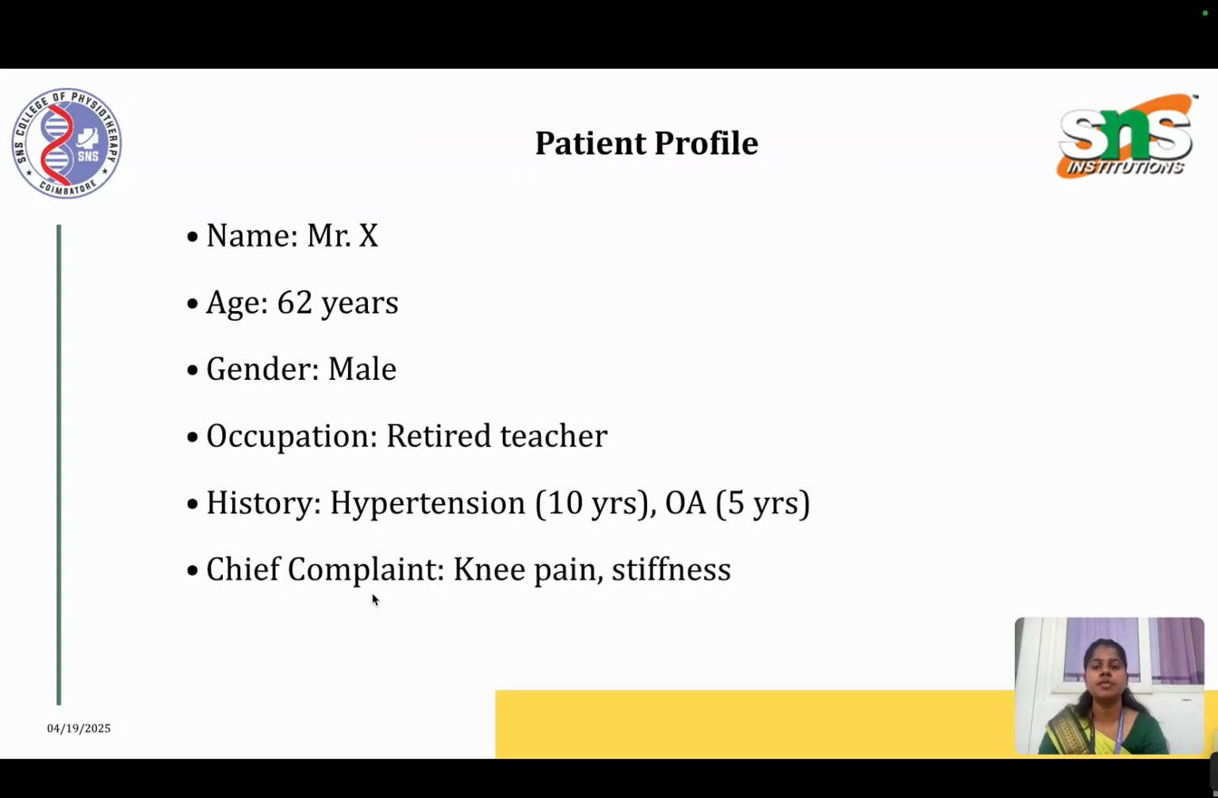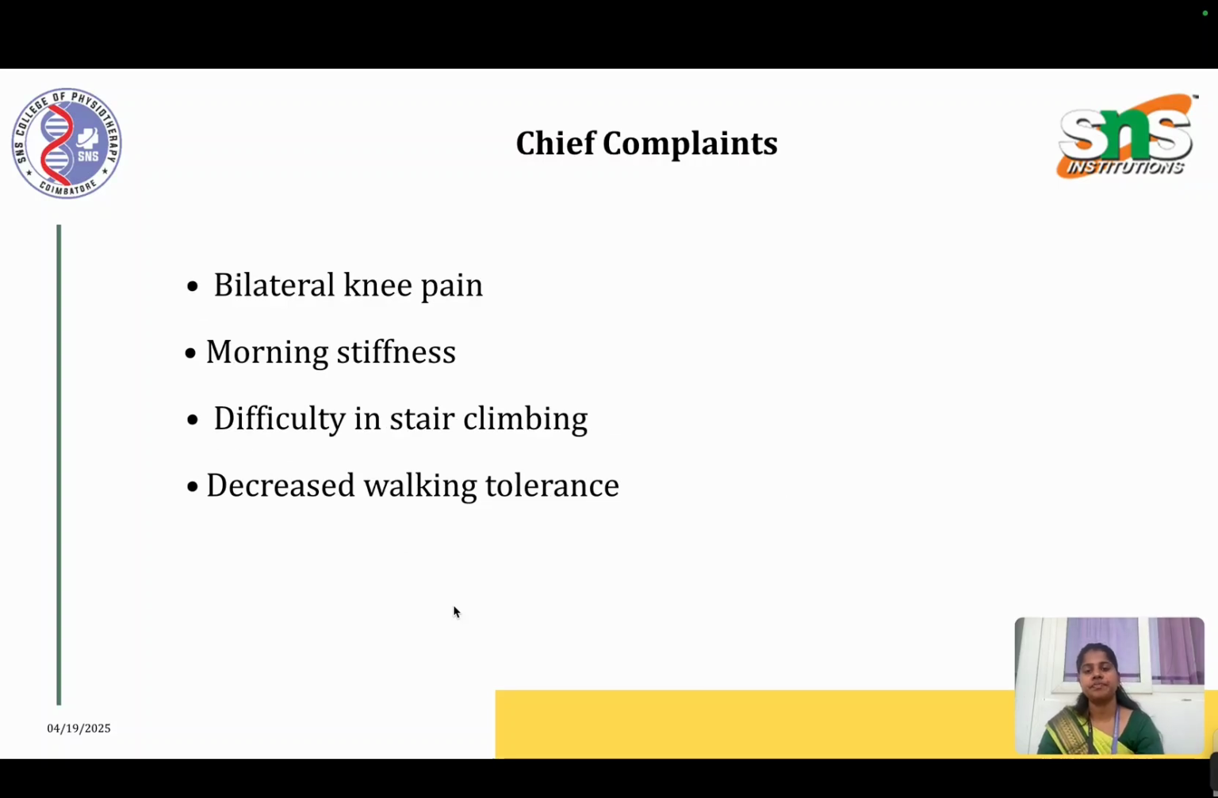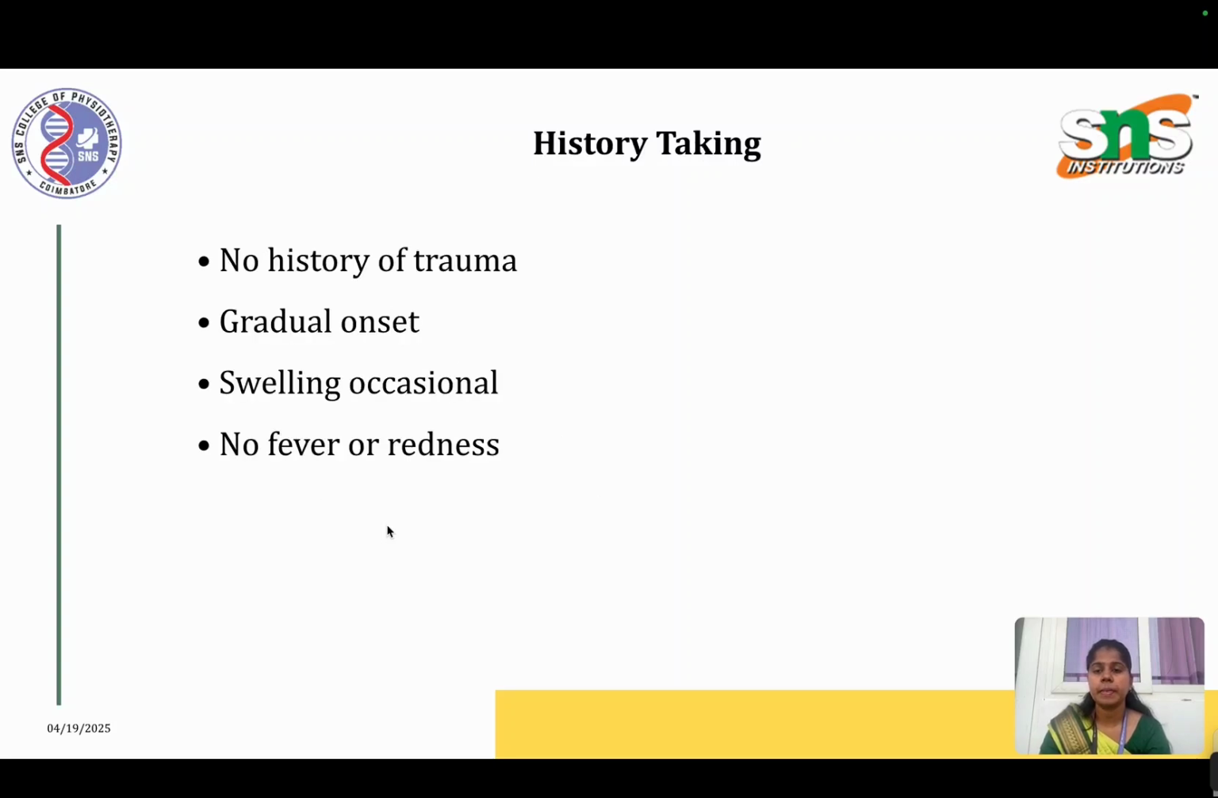This is a patient whom I have been seeing. He is aged 62 years, male, a retired teacher with a history of hypertension for 10 years and osteoarthritis for 5 years. His chief complaint is knee pain and joint stiffness. The main complaint is bilateral knee pain, morning stiffness, difficulty in stair climbing, and he has been complaining of decreased walking tolerance.